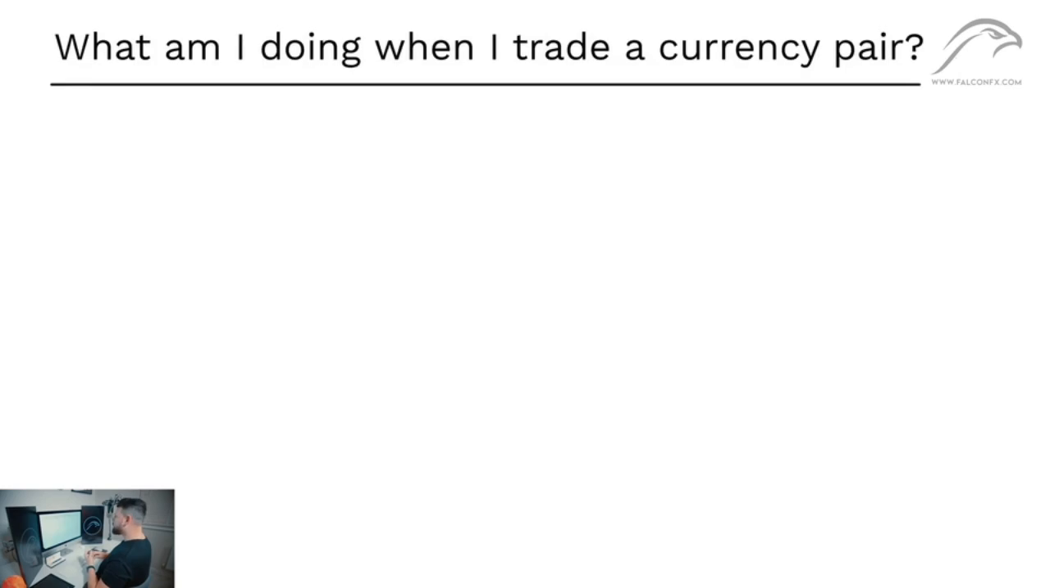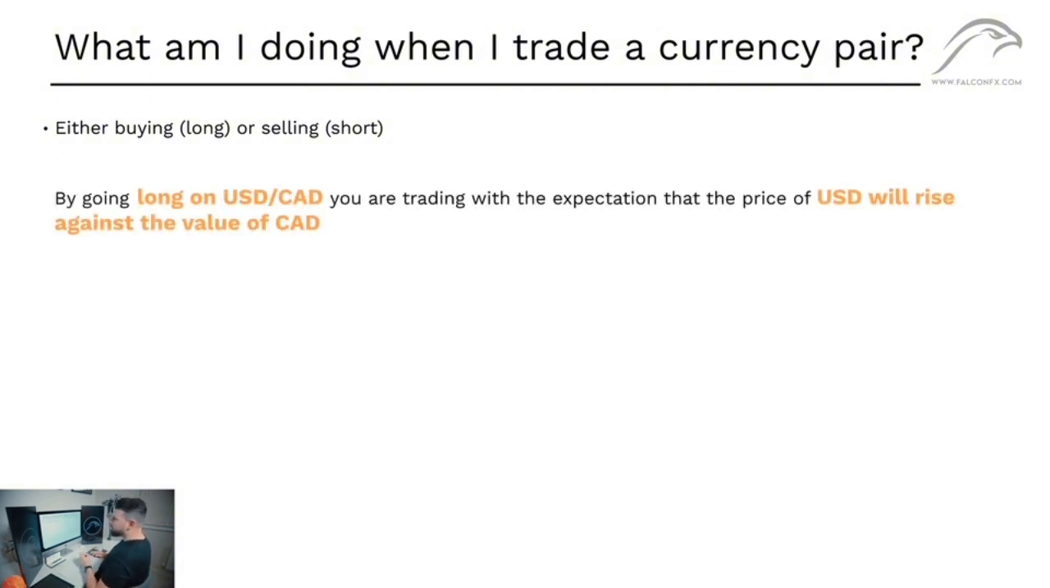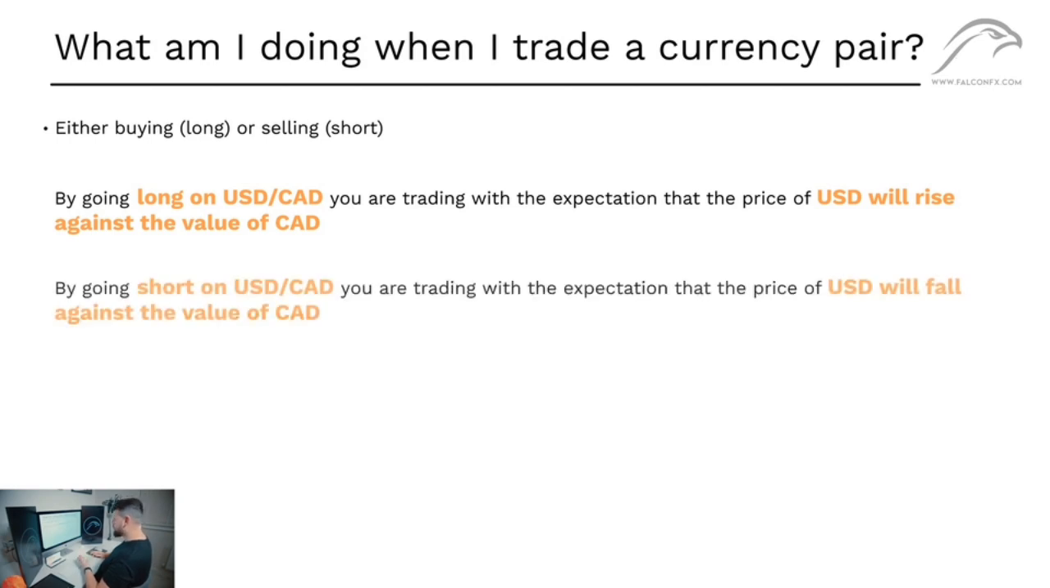So as you can see, when it comes to looking at it from that perspective, it's really about keeping things as clear and concise as possible. And this leads me on to, what am I actually doing when I'm trading a currency pair? Well, essentially you're either buying to go long, which you'll hear this term, or you're selling to go short. By going long on USD CAD, you're trading with the expectation that the price of the US dollar is going to rise against the value of the CAD. So you'll naturally be looking for buying positions.